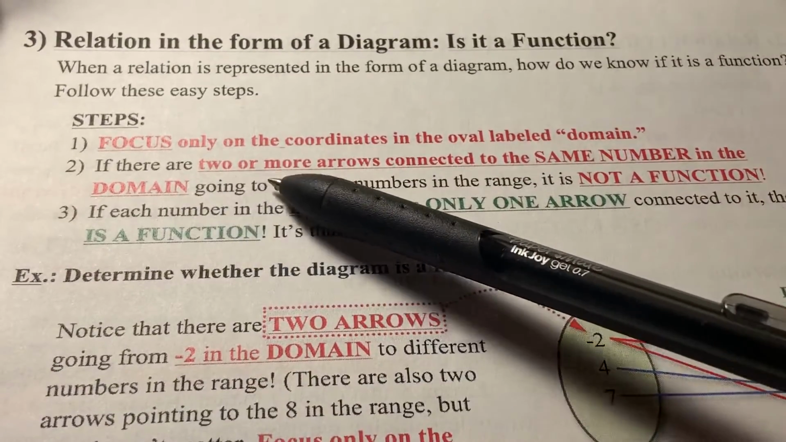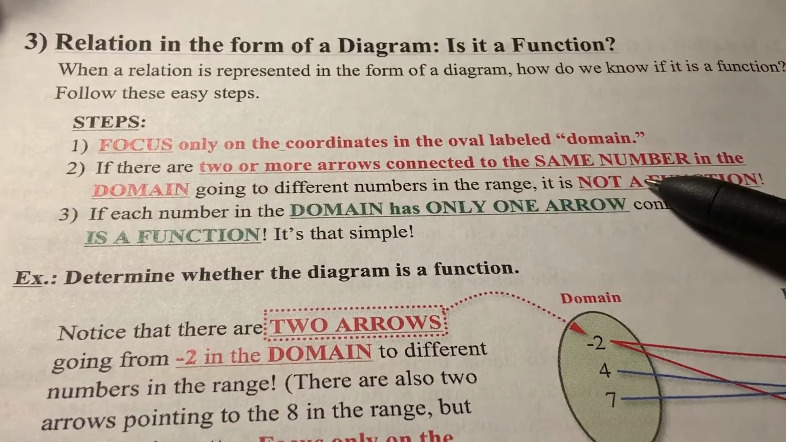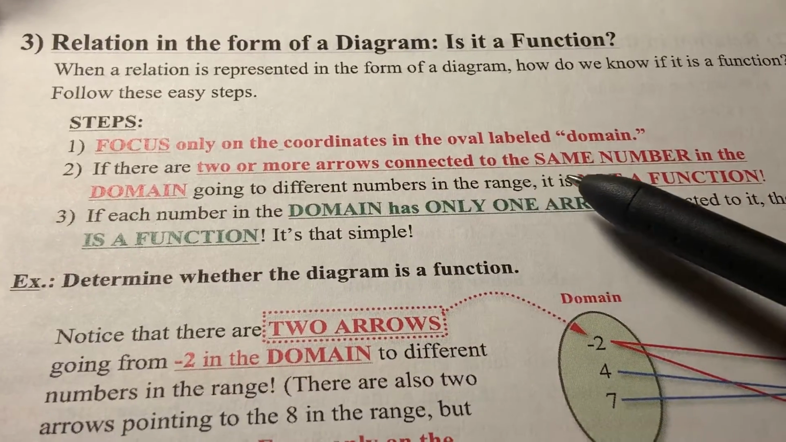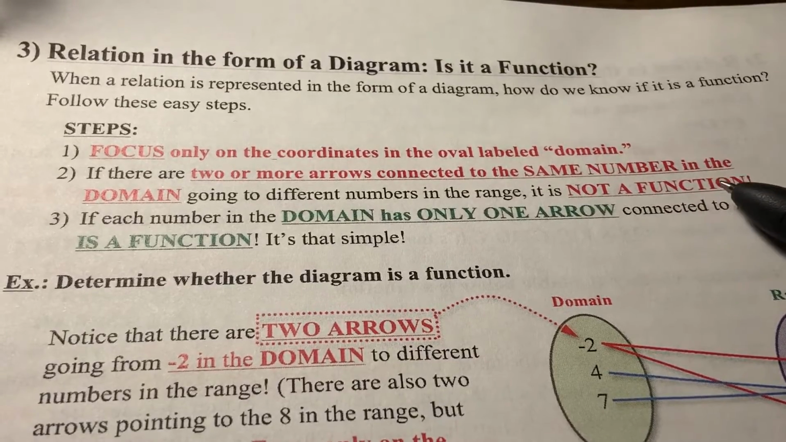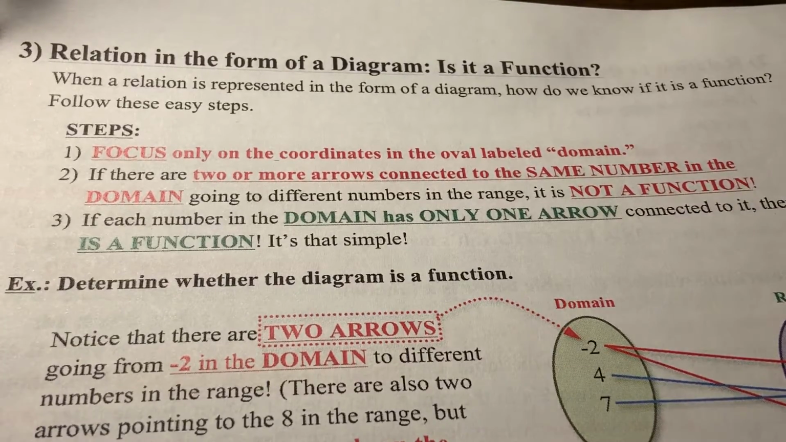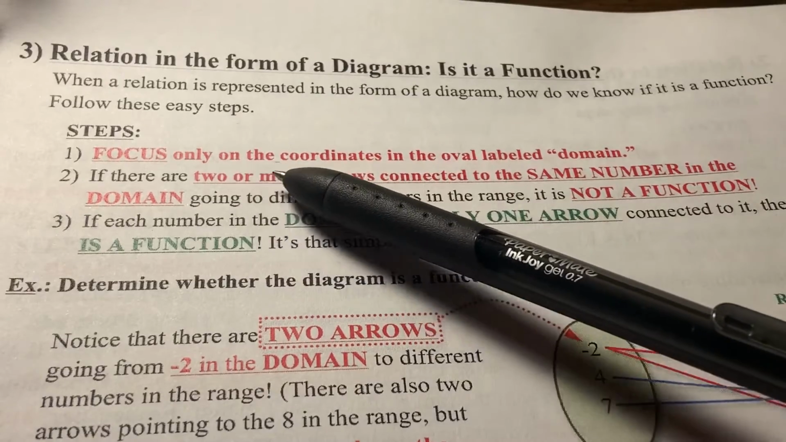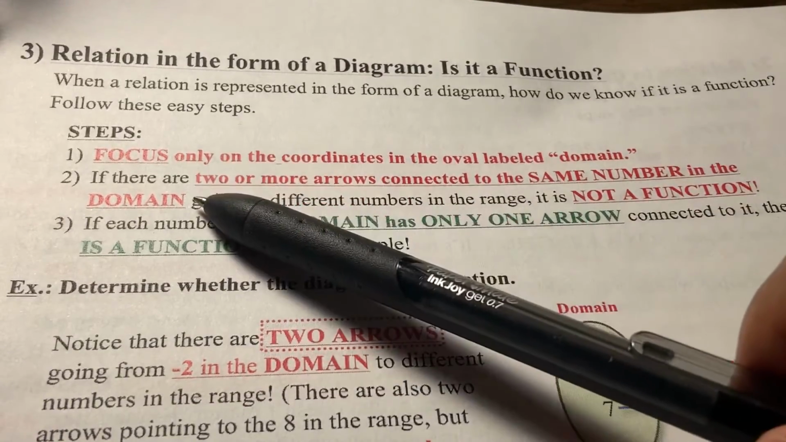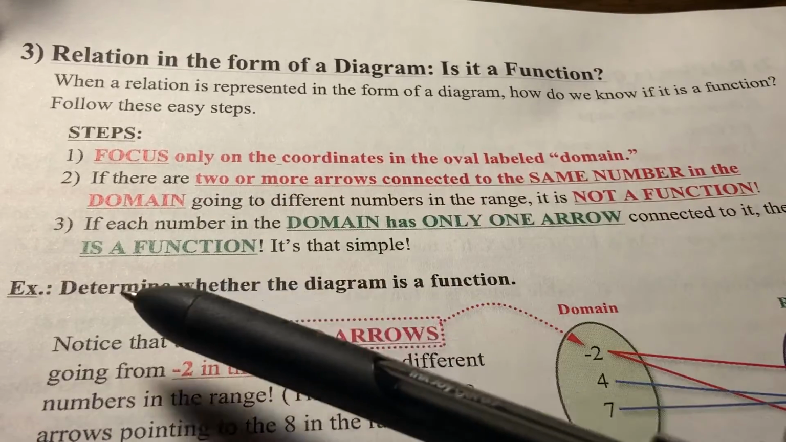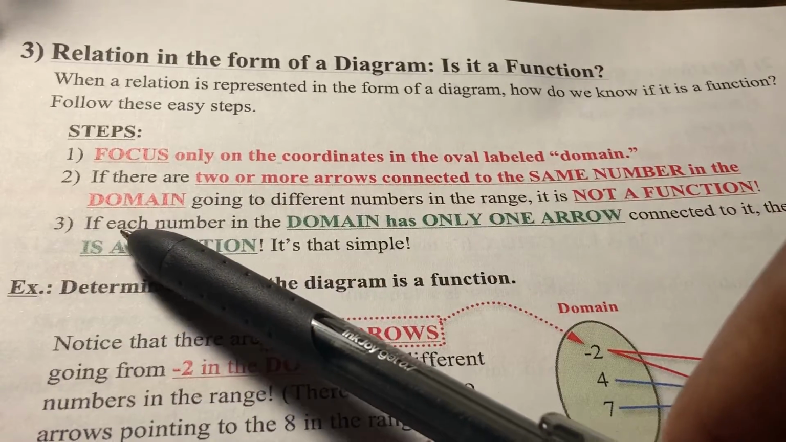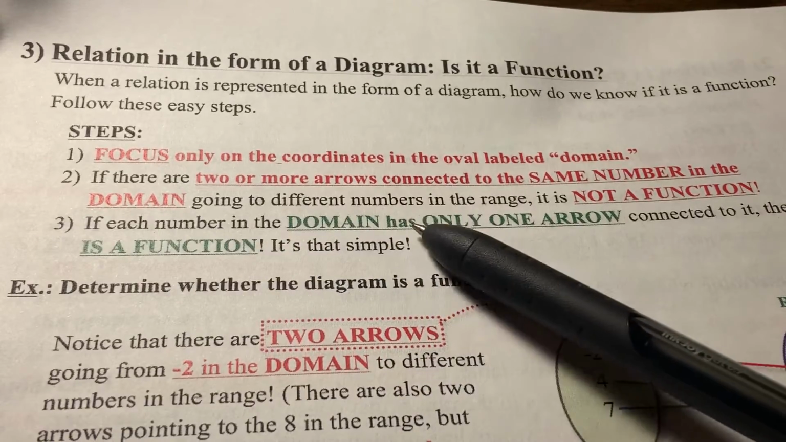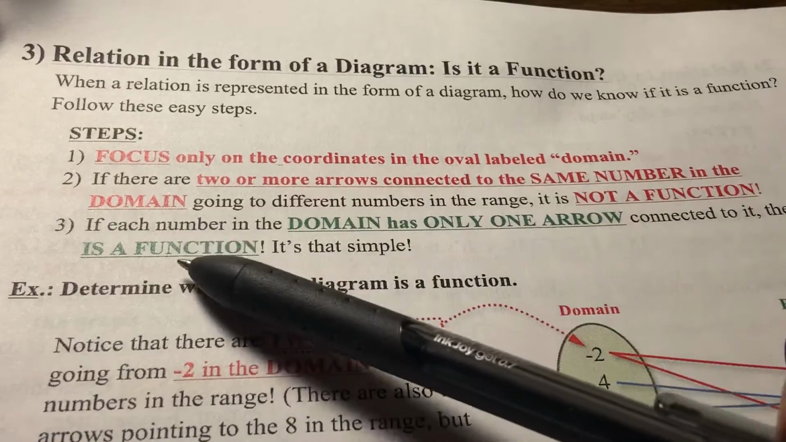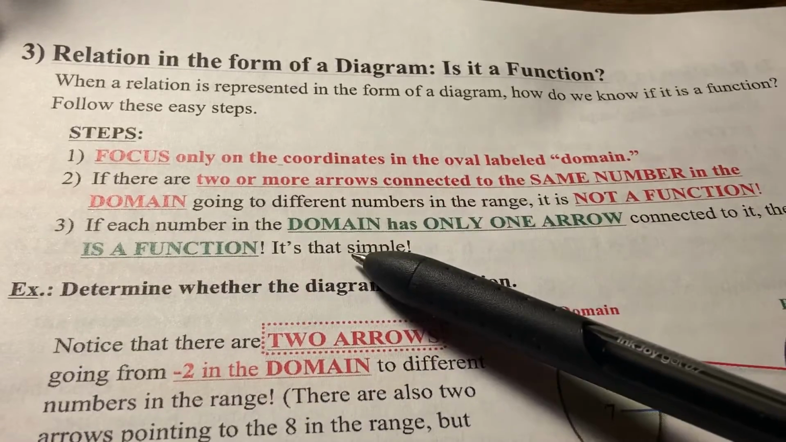If there are 2 or more arrows connected to the same number in the domain, going to 2 different numbers in the range, it is not a function. So that's what we're looking for: 2 or more arrows connected to the same number in the domain. We're going to look at some examples in a minute, so just be ready for that. Step 3, if each number in the domain has only 1 arrow connected to it, then it is a function. It is that simple.